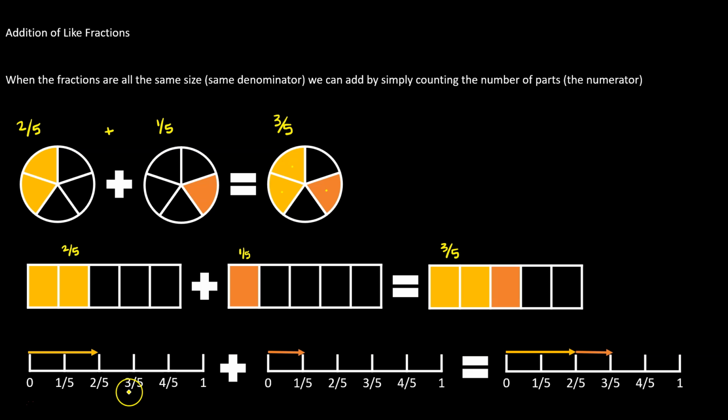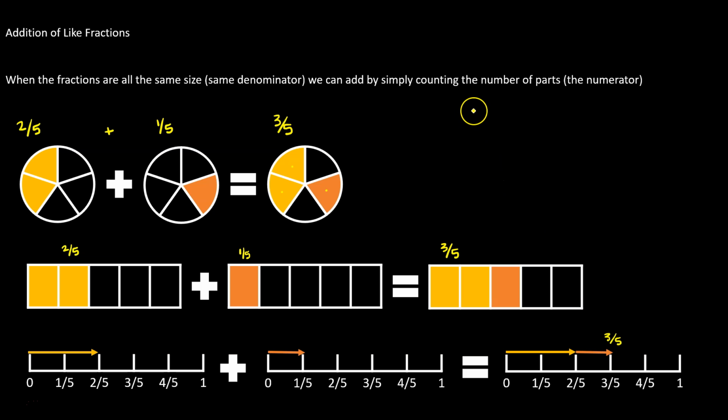We could also use a number line. We have an arrow on the first number line to represent 2/5, an arrow on the second number line to represent 1/5. When we add them together, we just join the arrows tip to tail. So our first arrow takes us up to 2/5, and then our second arrow continues us 1 more fifth so that we land on 3/5. So no matter how we like to visualize the problem, we'll get the same answer.